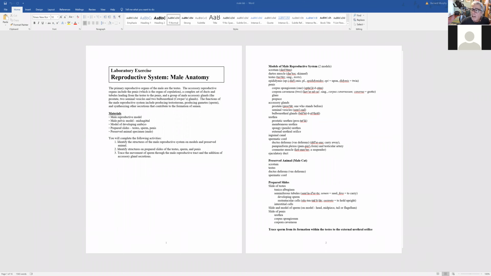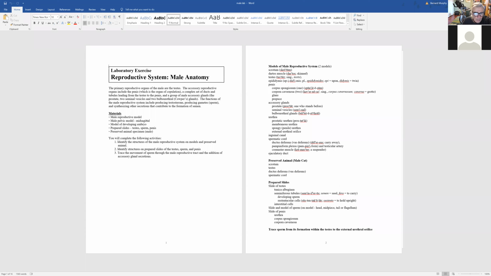You got it? Okay. Yeah, it has a male lab and female lab and reproductive lab. So it's like 3 documents: first on male anatomy, female anatomy, and then the development lab, and that's only one.